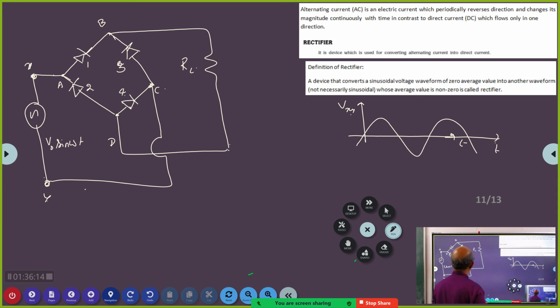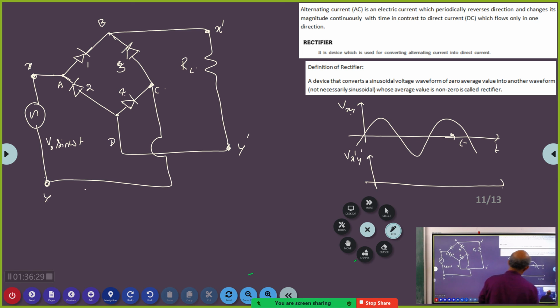Now, this point is the voltage across this. So, this one I will call x dash y dash. So, correspondingly, what will be the V x dash y dash waveform? It is open to everyone, please tell me. So, analyze it. For the first instance, that is this period, this point is positive, this point is negative, during this interval of time.